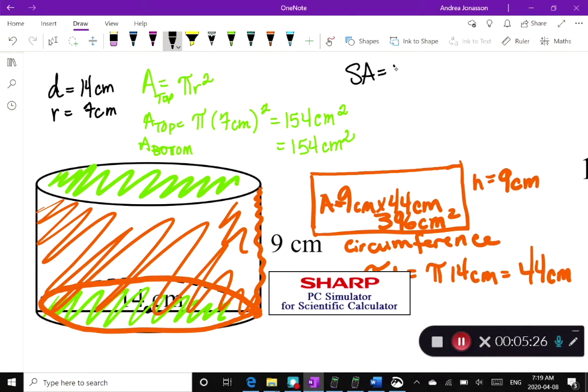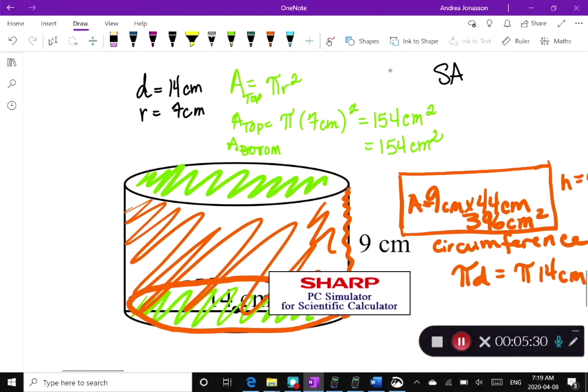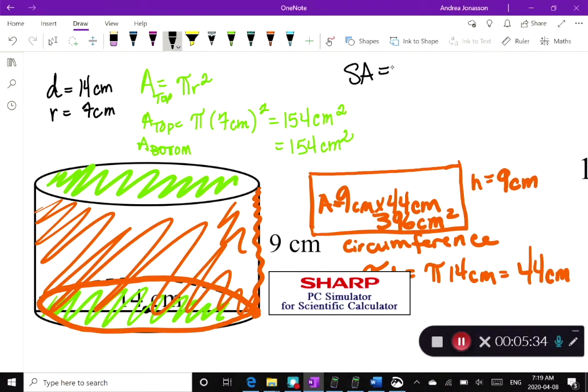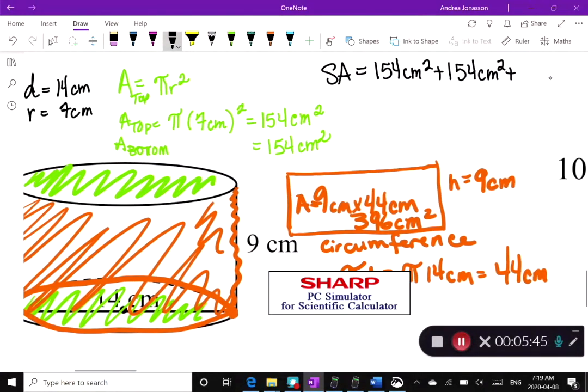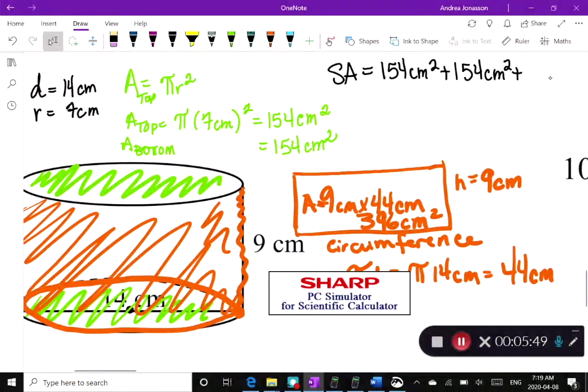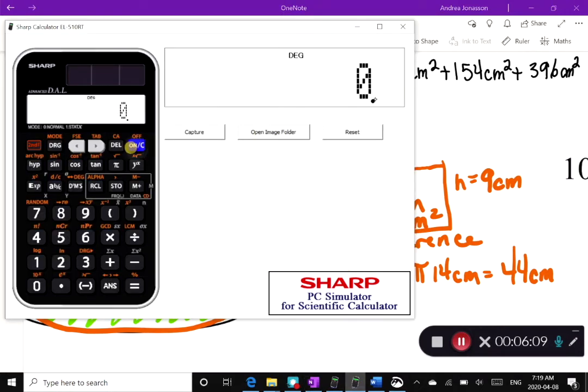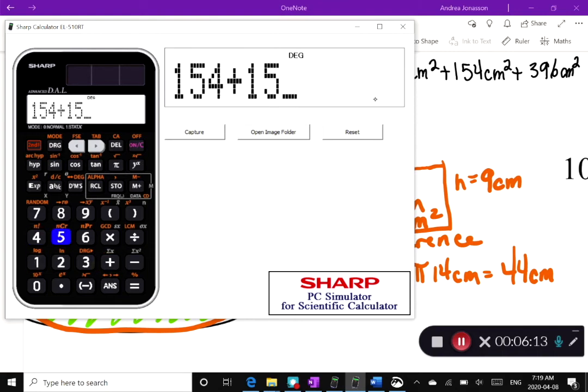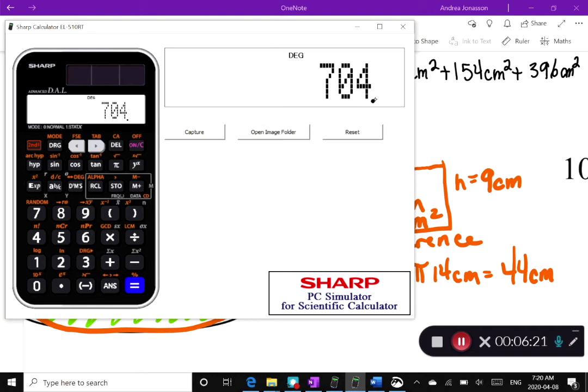So if we're adding up the total surface area, we want the area of the top, plus the area of the bottom, plus the area of that label that wraps around the sides. That gives us 704 square centimeters.